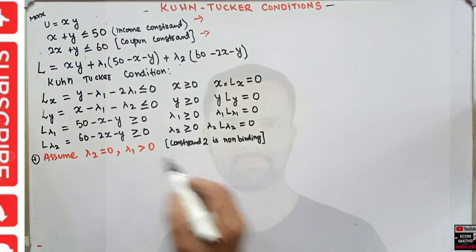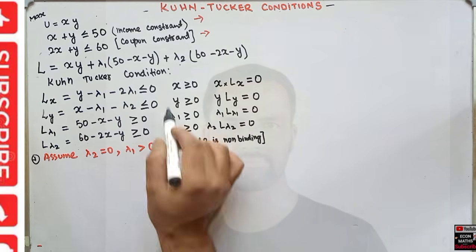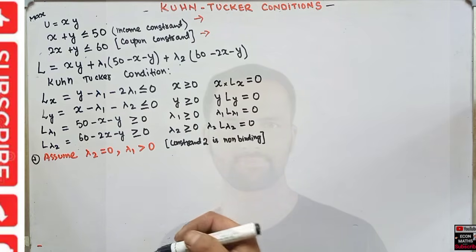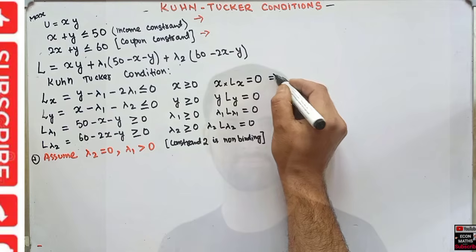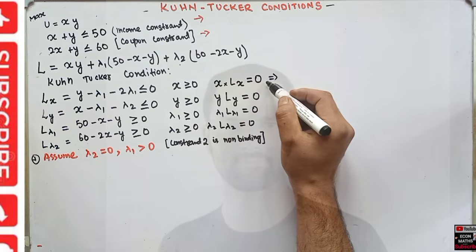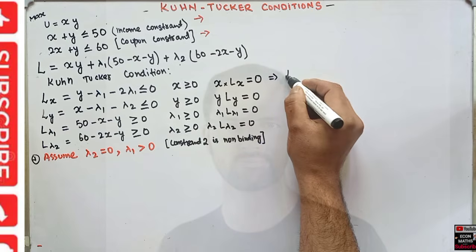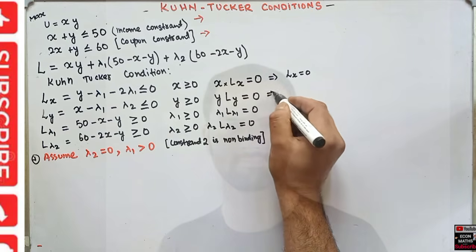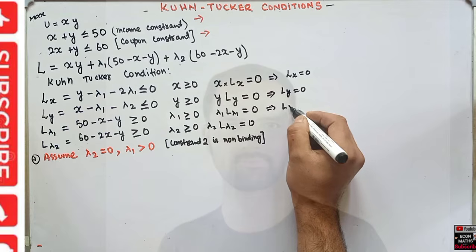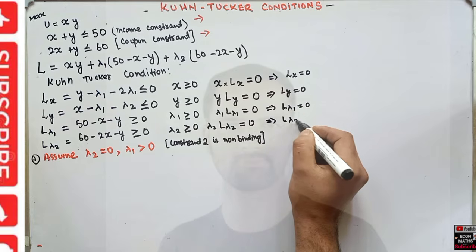Now if we assume this very thing, okay, what will happen then? Now we have to use these very conditions in solving for the Lagrange's multiplier method. Here you can see x into Lx is equal to 0. Here if we transpose x to the RHS, 0 divided by x will be 0. That means our Lx is equal to 0. Here also Ly is equal to 0. Here also L lambda 1 is equal to 0, and here L lambda 2 is equal to 0.